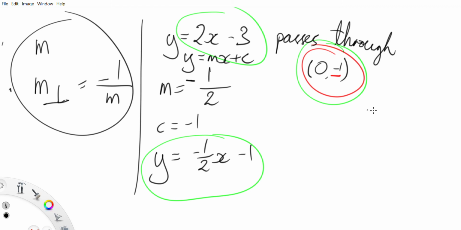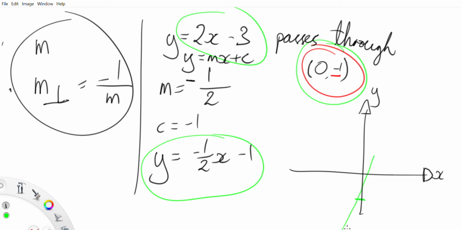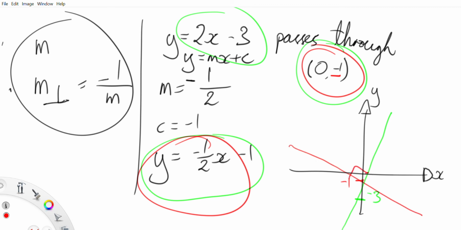If I was to quickly sketch it out and draw it for you, x and y, then 2x minus 3 would go something along the lines of that, going through negative 3. The next one would go through negative 1, and it's got a negative gradient, so it would go along there, creating right angles all the way through. So that's how it would look graphically.